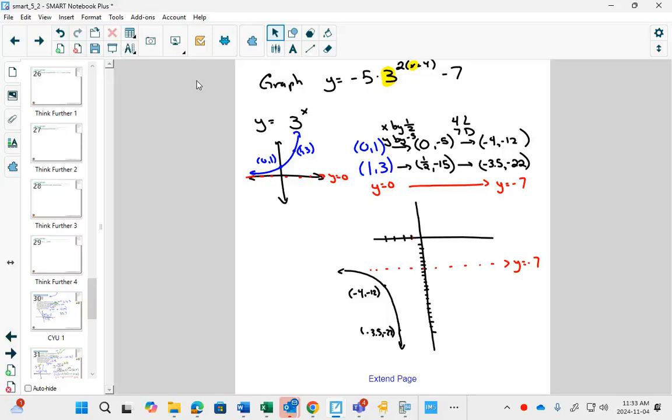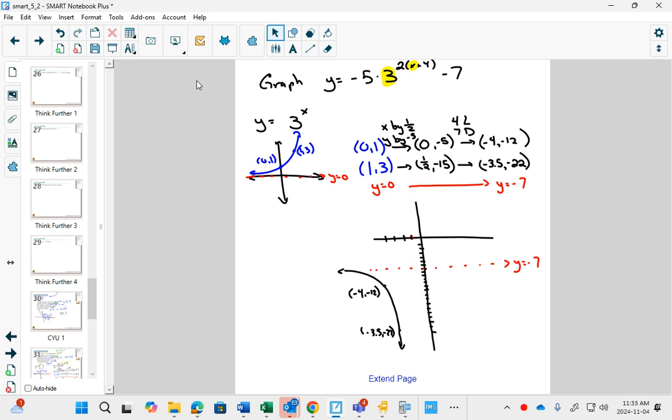Does it make sense that this one's going down because we had a vertical reflection? Sometimes it's nice to go through all the unhighlighted stuff afterwards and see, do I see my negative reflection? Sometimes the stretches and compressions are harder to see, but they're there. Has it been moved down 7? Sure looks like it has. So that's the first graph that we're going to do.